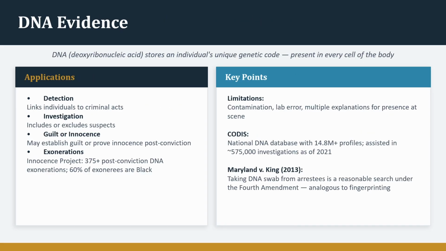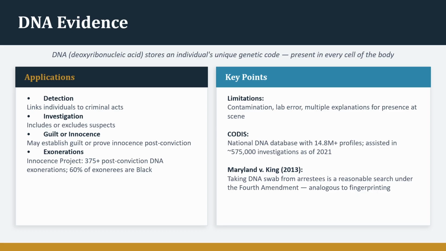DNA is the molecule that contains a person's genetic code and is present in every cell of the human body: blood, saliva, hair, skin cells, semen, bone. Every individual, with the exception of identical twins, has a unique genetic code. That uniqueness is what makes DNA so powerful as an identification tool. When DNA is recovered from a crime scene, from a bite mark, a cigarette, a sweat-stained glove, a strand of hair, it can be compared to a known sample from a suspect.